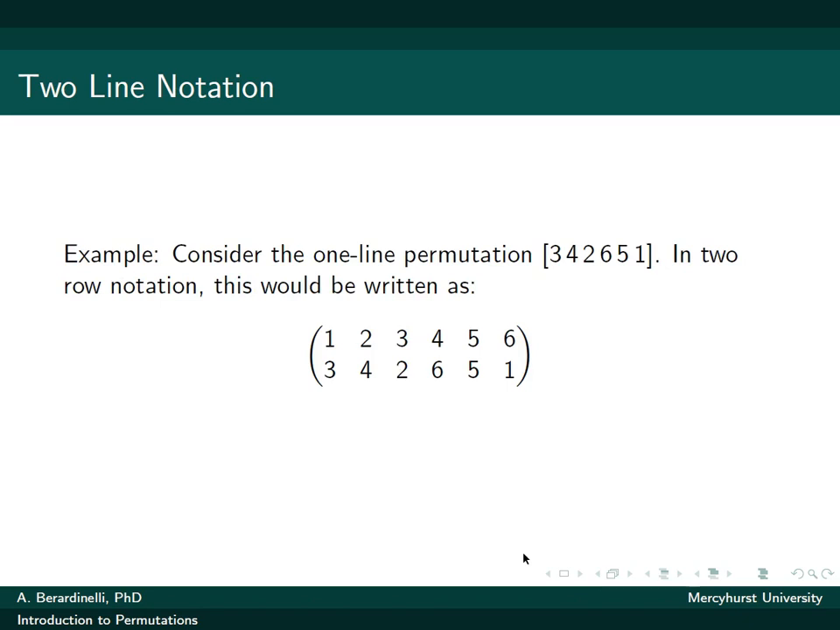And so, if we think about the one-line permutation, 3, 4, 2, 6, 5, 1, if I want to put that in two-line notation, the 3 comes first, so 3 goes under the number 1. The 4 comes second, so it goes under the number 2. The 2 goes third, so it goes under the number 3. The 6 is fourth, so it goes under the number 4. 5 is fifth, so it goes under the number 5. And 1 is sixth, so the 1 goes under the number 6. The top row is always in order, and the bottom row is our one-line permutation.